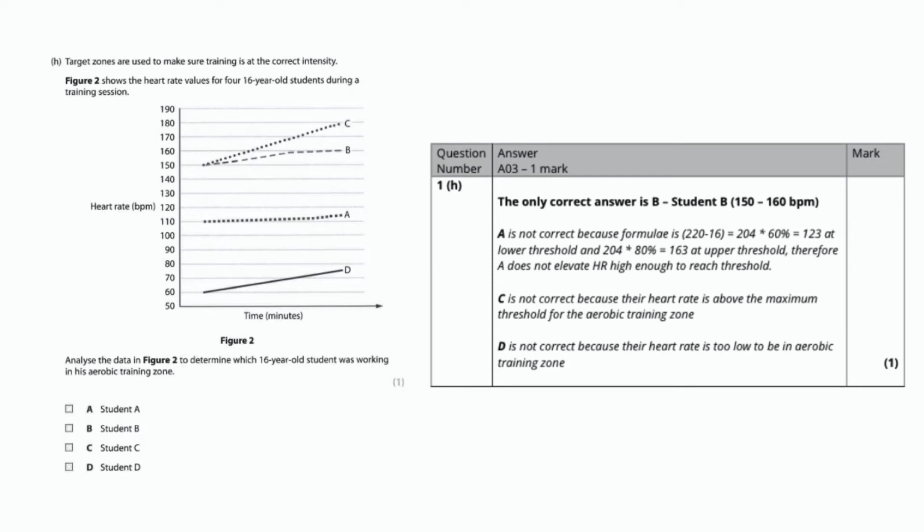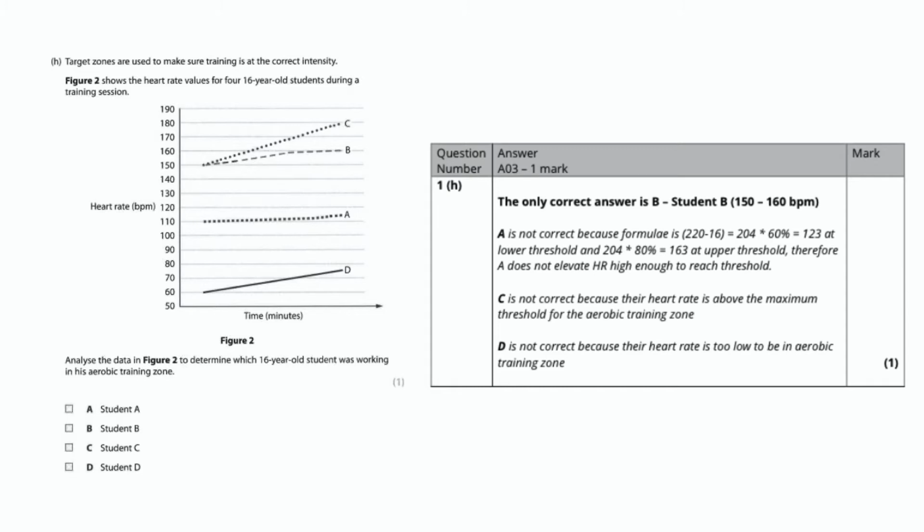So first thing we should be thinking is, what is aerobic training zone? It's 60 to 80% of maximum heart rate. The next thing we need to work out is, what is the maximum heart rate of these students? If they're 16 years old, maximum heart rate is 220 minus age. So 220 minus 16 is 204.